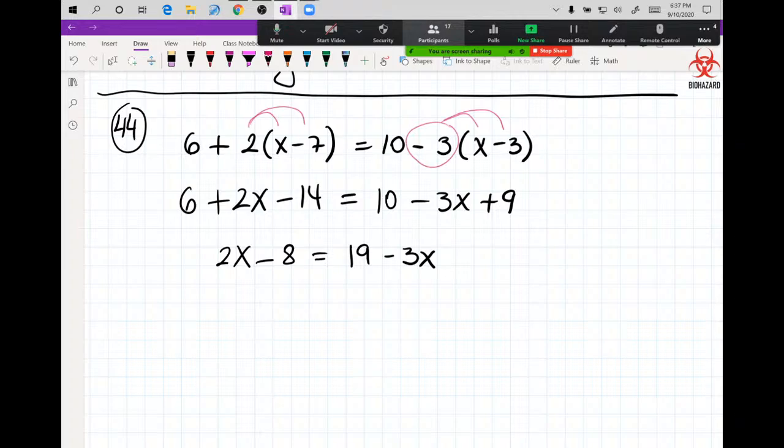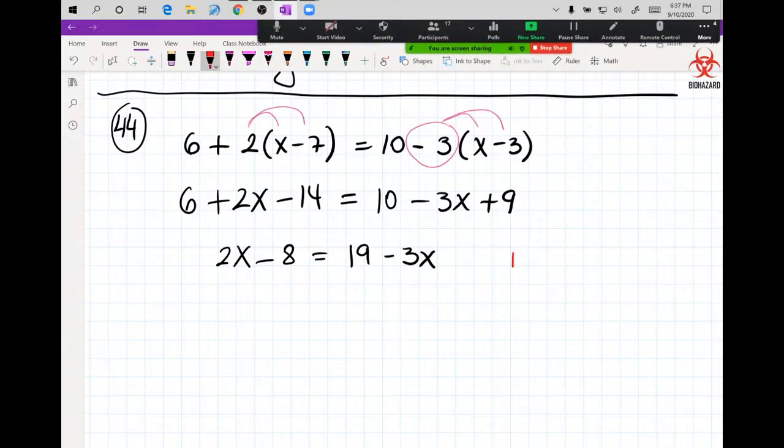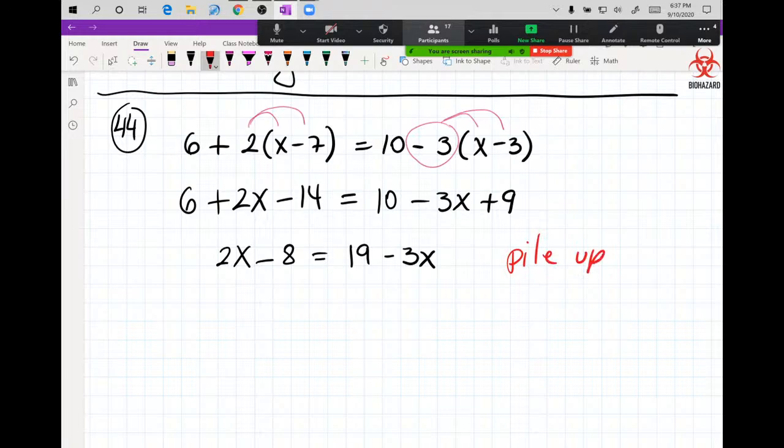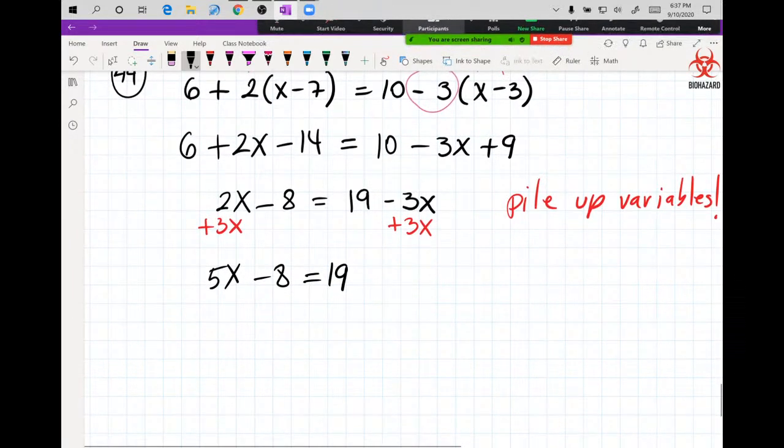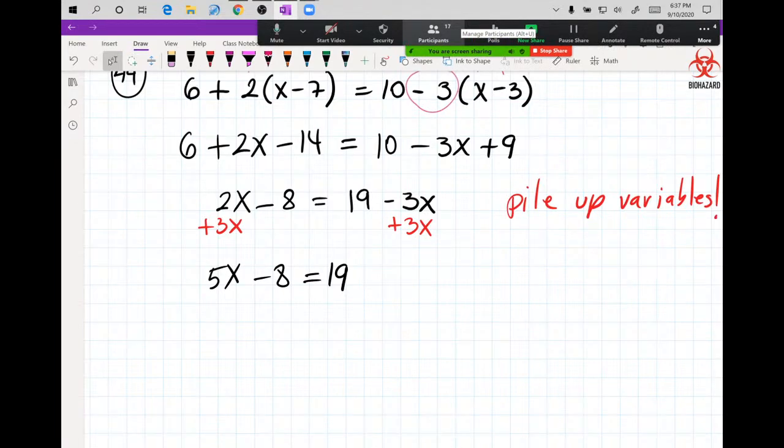And now, what should we do? We have that situation where we have variables on both sides, numbers on both sides. What is our step? Pile up variables. You can do that by adding 3x. Great. So 5x minus 8 equals 19. Now what?